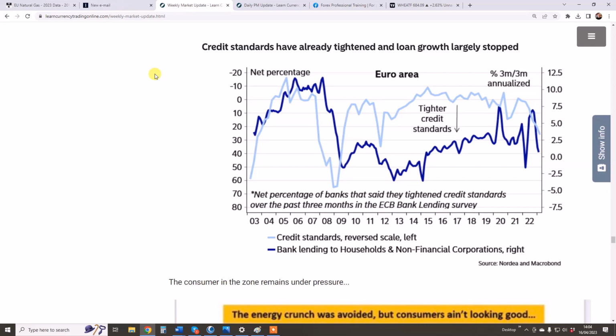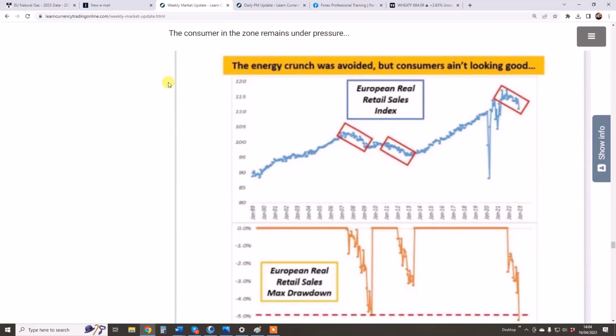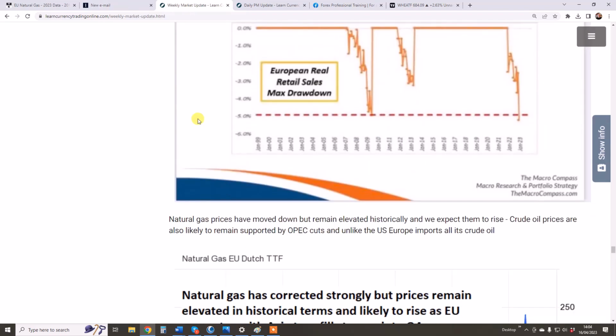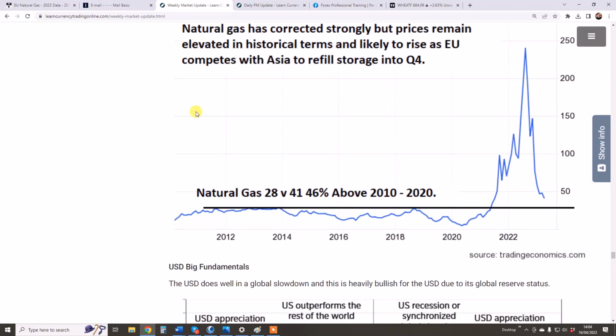They're not looking to expand. They're looking to kind of retrench. How about the consumer? Energy crunch was avoided, but consumers ain't looking good. I think it's quite a good chart. You can see consumer sentiment going down. But the energy crunch, a lot of people think that's just over. No impact really on the Eurozone economy going forward.